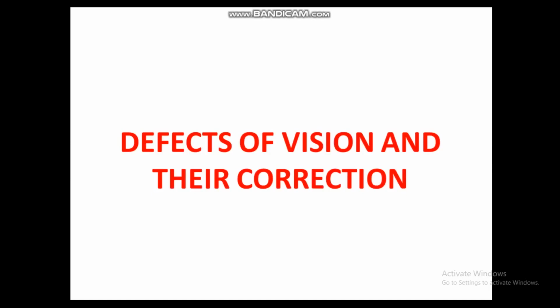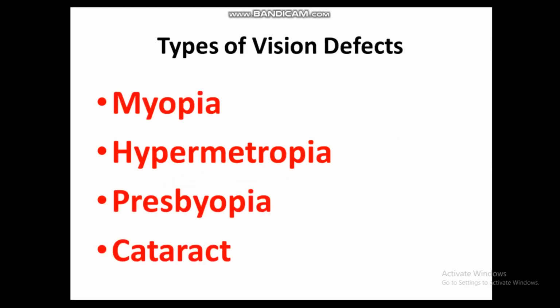In this video we'll be going to explain in detail defects of vision and their correction. If we talk about the defects of vision, there are basically four types. In some books you may get three types of vision defects, and we can add one more, that is cataract. Here we'll be discussing in detail about these four types of defects of vision. The first defect is myopia, then hypermetropia, presbyopia, and cataract.